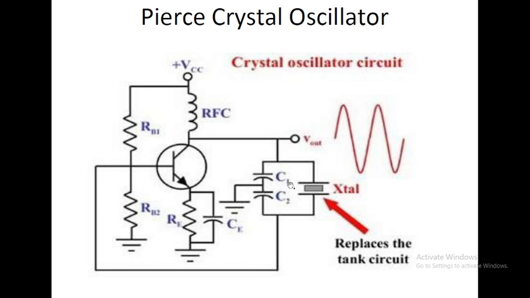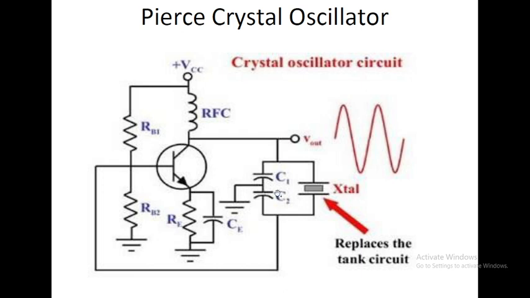The only difference is that in the Colpitts oscillator we use one inductor, but here, instead of the inductor, we are using one crystal. So the Colpitts oscillator is modified by using the crystal to behave as an inductor. This circuit is called the Quartz crystal oscillator. The crystal behaves as an inductor.